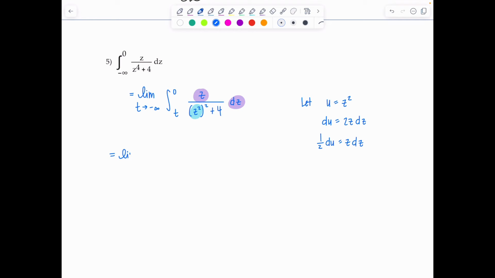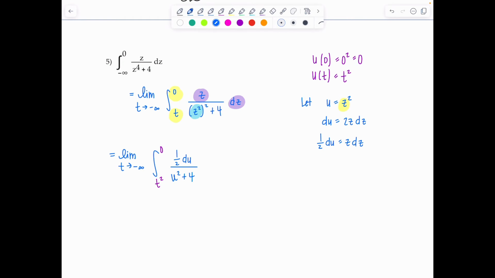So we've got limit t goes to negative infinity integral. I'll switch the limits in just a hot second. Please give me a moment. We have 1/2 du over, that's right, u squared plus 4. And then my new limits, currently, who do they belong to? 0 and t belong to z. They belong to z. So I'm going to substitute them in and figure out my new limits in terms of u. So u of 0 would be 0 squared. That stays 0. And then u of t, that's t squared. So that's my new lower limit. How are we doing?